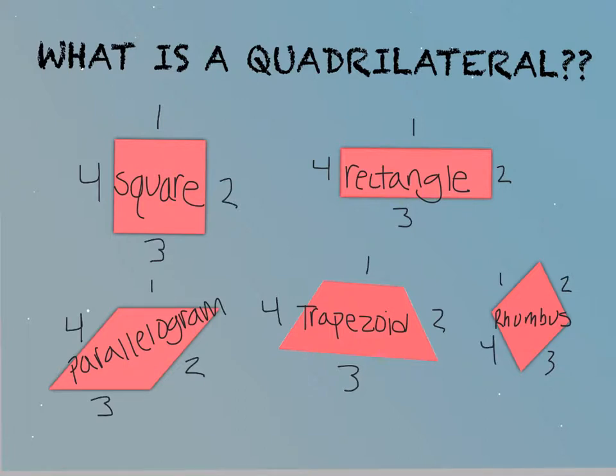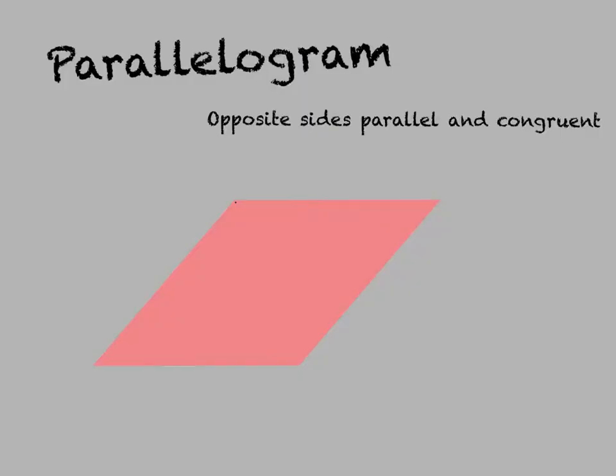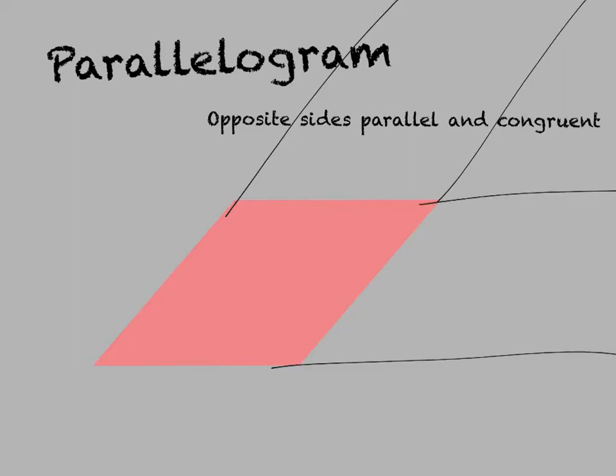So all 5 of these shapes are different and look different, but yet they're all considered and classified as a quadrilateral because they all have 4 sides. Now, a parallelogram is a subcategory of a quadrilateral. Parallelogram is when opposite sides are parallel and congruent. Now, when the sides are parallel, that means each side will go on and on forever and never have to actually physically touch each other.